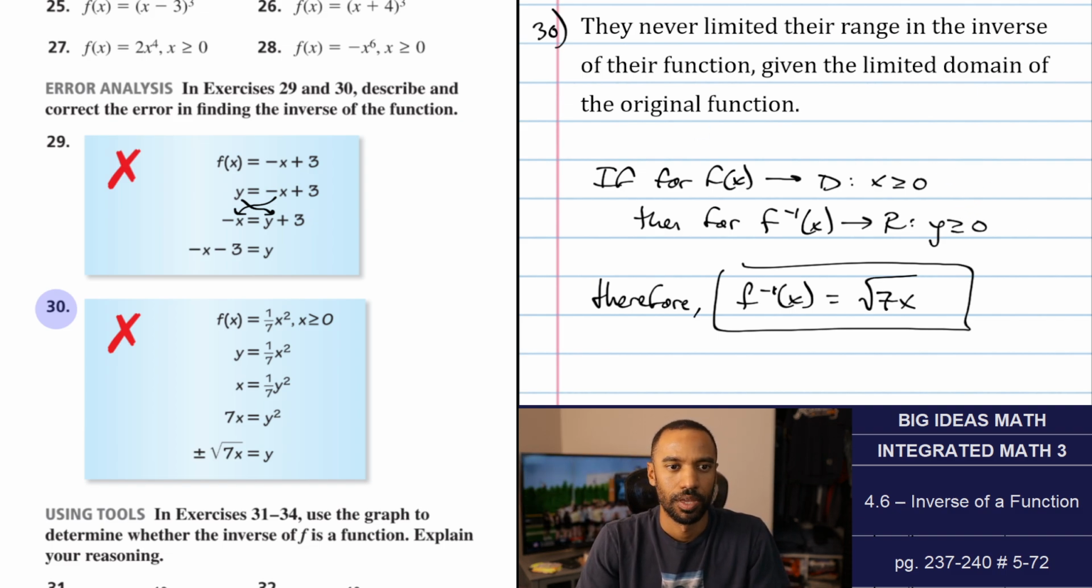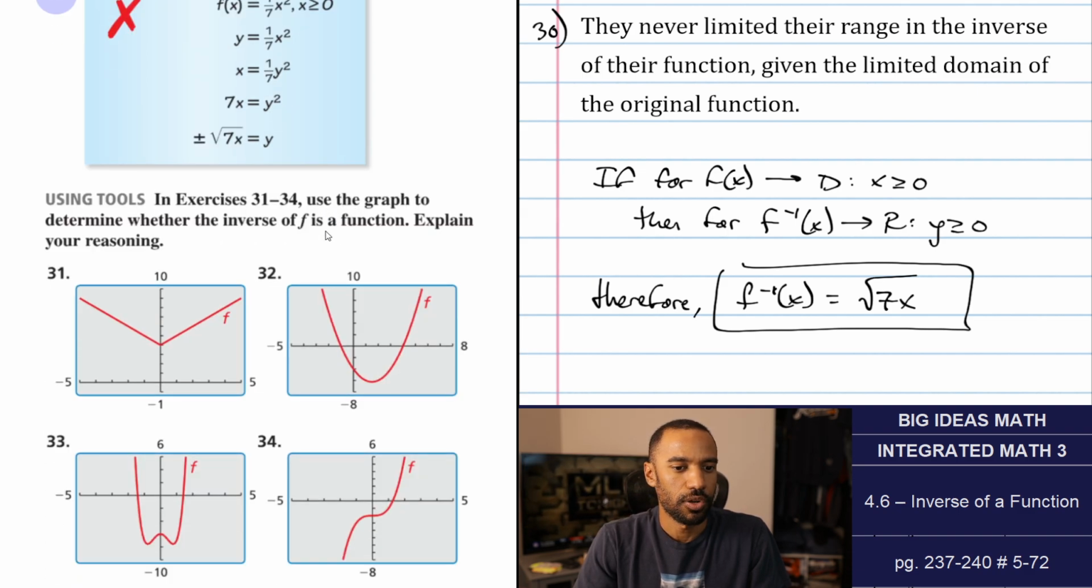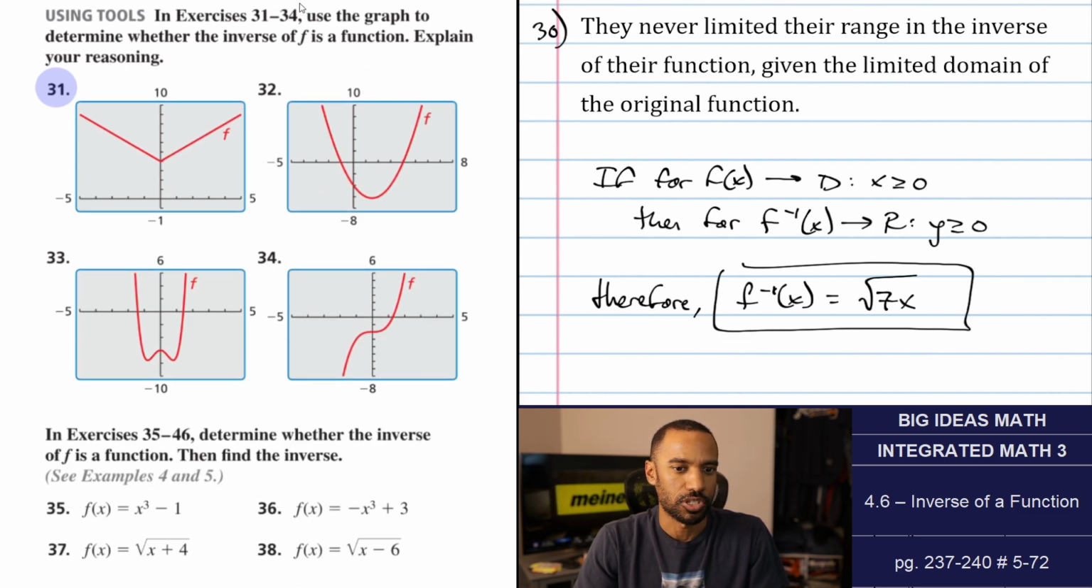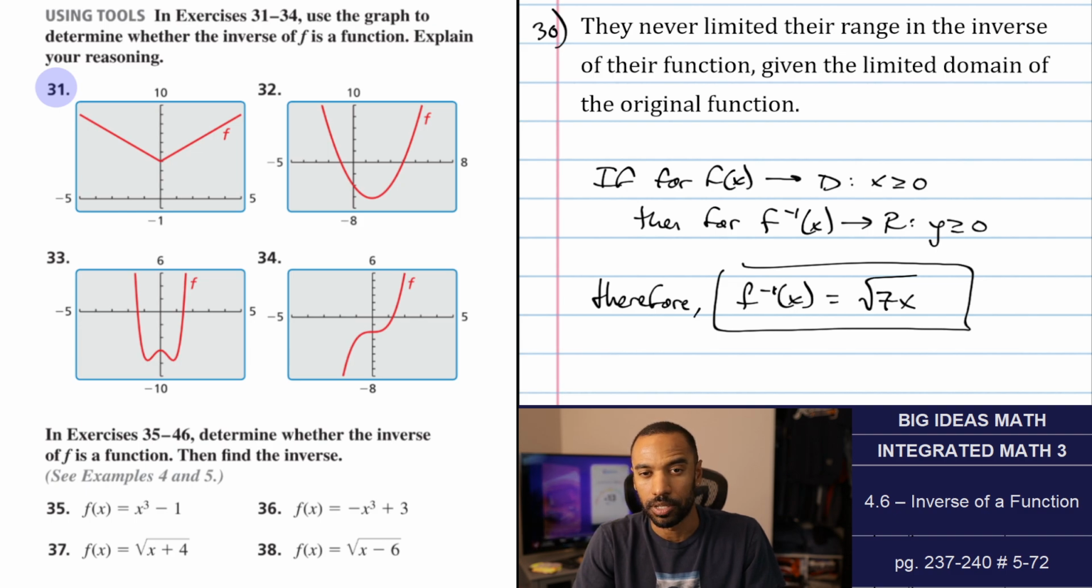There's the fix. Okay, in exercises 31 to 34, use the graph to determine whether the inverse of f is a function. Explain your reasoning. So these are the original functions. We have to determine whether its inverse would be, where x's and y's would swap. Well, what else would swap?